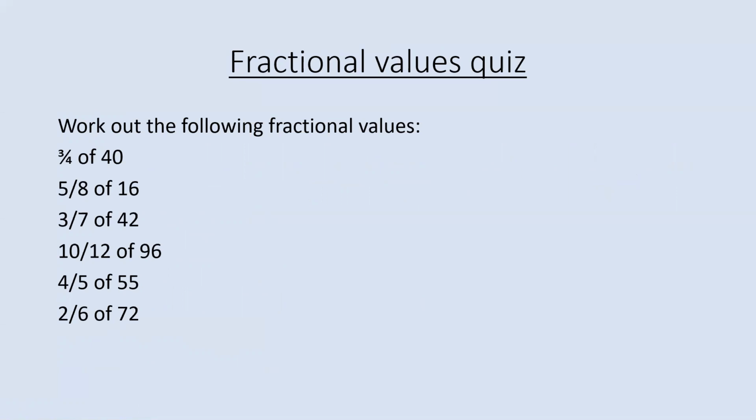So we're going to get you to work out the fractional values of the following numbers. As I say, in each case, just divide the number by the denominator, the bottom number, and then multiply your answer by the numerator, the top number, in order to get your answers. I'll just read the numbers out for anybody who cannot see the screen. The calculations you're going to do are 3/4 of 40, 5/8 of 16, 3/7 of 42, 10/12 of 96, 4/5 of 55, and 2/6 of 72.